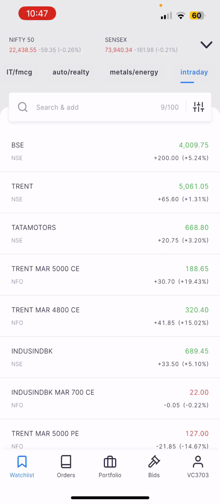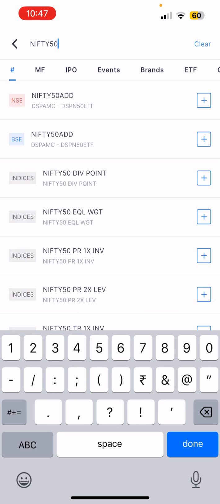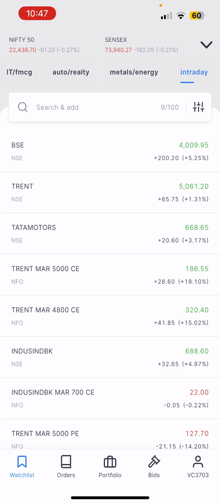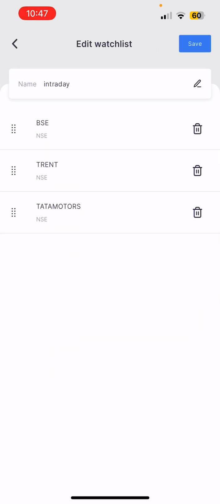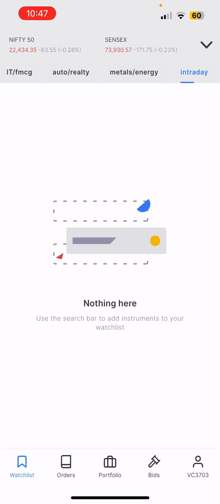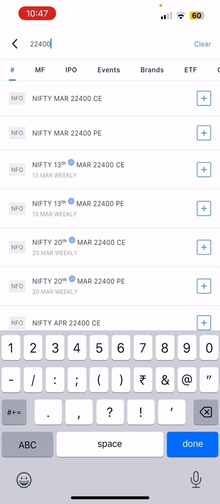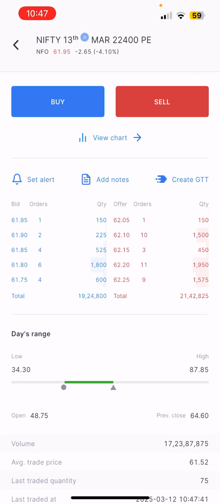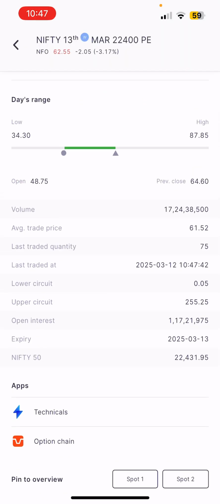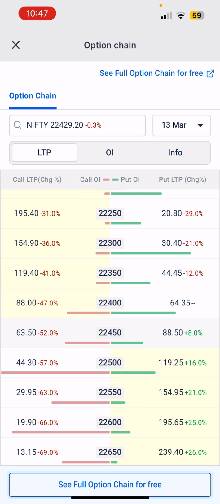See, once you open Nifty, I'll show you the Nifty 50 index. Okay, it is not coming, so I will do one thing. Let me delete all these things and I'll show you how to select the strike price. Right now Nifty is at 22,433. So let's open 22,400, C or P, anything you click. Once you click, this will open. Once you click on the strike price, go to the option chain and see, currently Nifty is at 22,429.